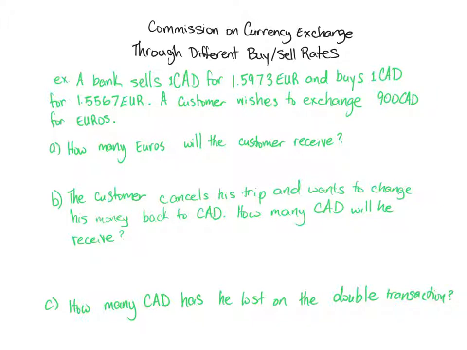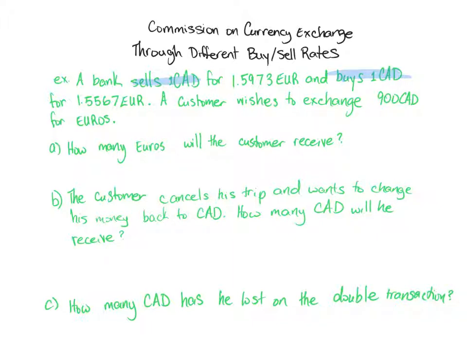Now, notice the stress on my words that I just used. I said the bank is selling $1 Canadian and buying $1 Canadian. To summarize, the bank is buying and selling Canadian dollars. In each of these questions, the bank is going to buy and sell one type of currency, and in this question, the bank is buying and selling Canadian dollars. That's a key point, which is why I've been talking about it for a little while.